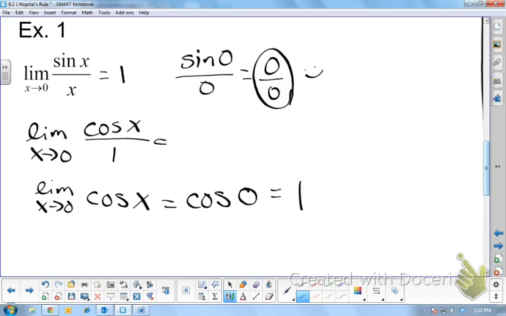It's possible to get a second time where you get 0 over 0 or infinity over infinity, and then you'd have to derive again.